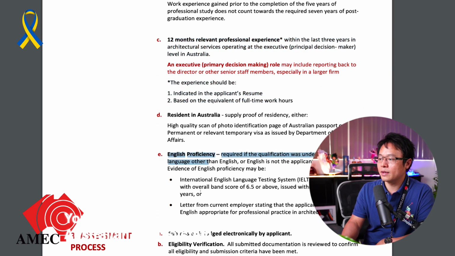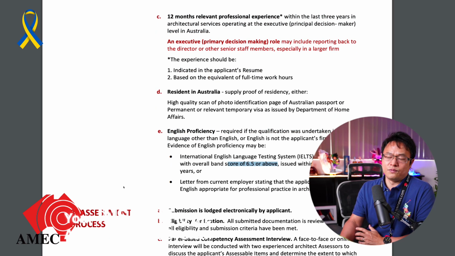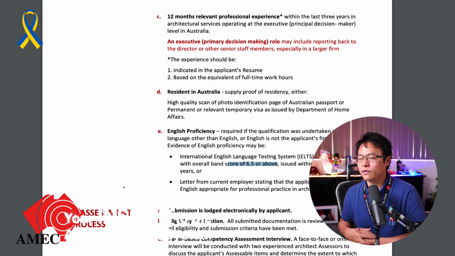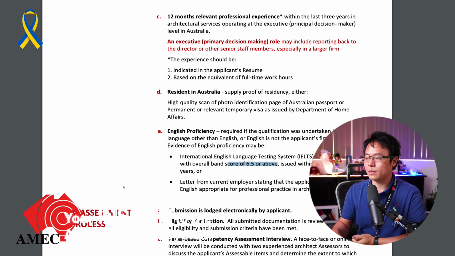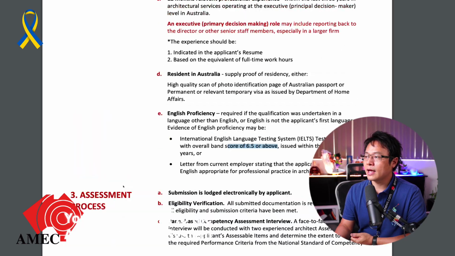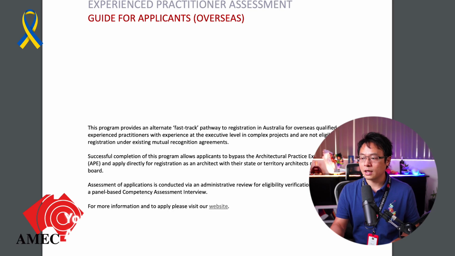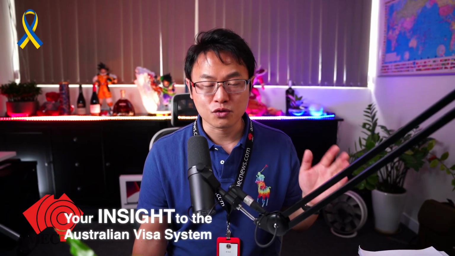Again, the English requirement is 6.5. If you're going to do skilled migration, might as well just get 7, because 6.5 is only 0.5 away from getting 7. Anyway, that will get expedited with priority assessment, and you'll be able to get an architect's skill assessment. Now, bear in mind, having the skill assessment does not mean you have the registration in Australia. So in order to allow you to work, it's a little bit different.